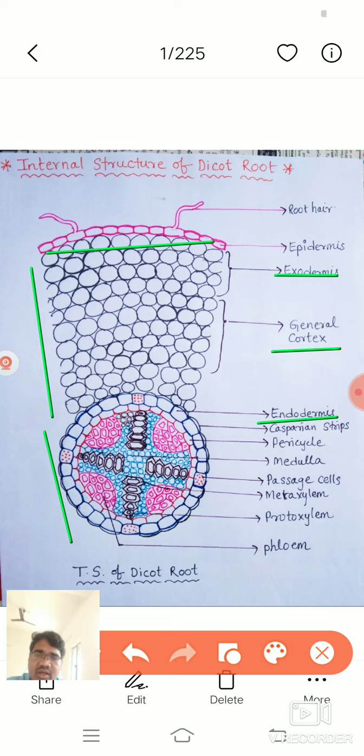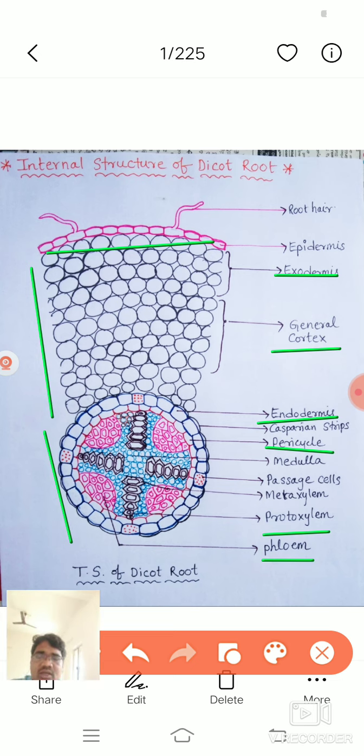This is the vascular system. The stele, or vascular region, is again differentiated into the pericycle, xylem, phloem and medulla. So, these are the main parts in the stele or vascular system.